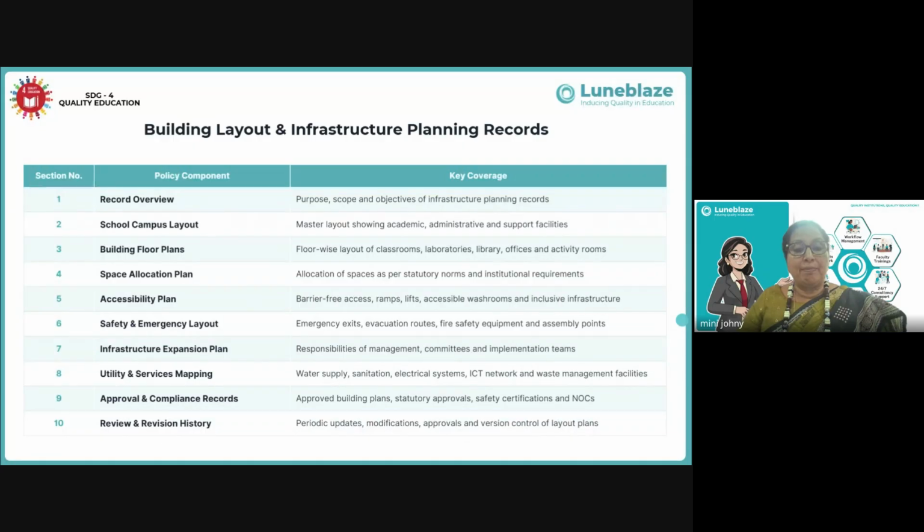Infrastructure, safety and emergency layout: exits, emergency exits, evacuation routes, fire safety equipment, and assembly points. Teachers, when I went to Australia, I stayed there for one year. I visited around 20 to 30 schools. Everywhere, all these safety aspects and infrastructure planning were completely displayed, even their teachers' names. The number of students is less there, of course, but the way they give importance to safety maintenance, we should learn from them.